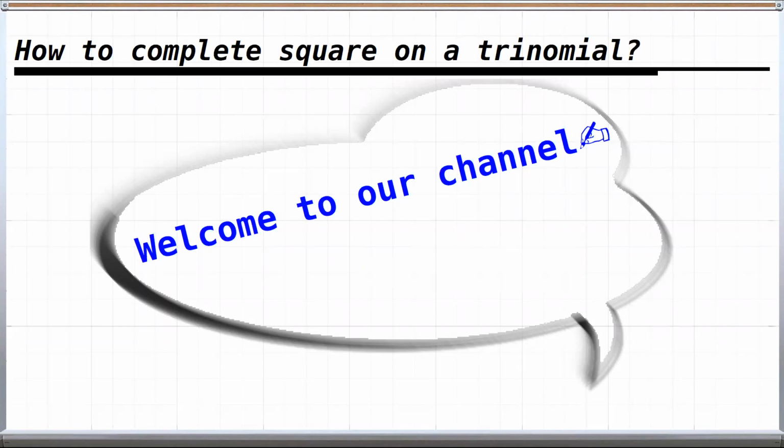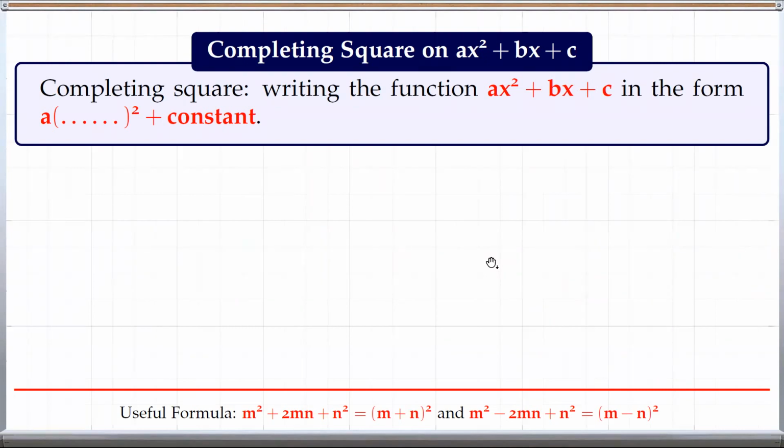In this video, we will talk about how we can complete a square on trinomials. Completing a square means writing a function ax squared plus bx plus c in the form a times some expression squared plus a constant. Here we have a linear expression like x plus some number, or x plus 3, some expression like that one. So we have a times some expression squared plus constant.